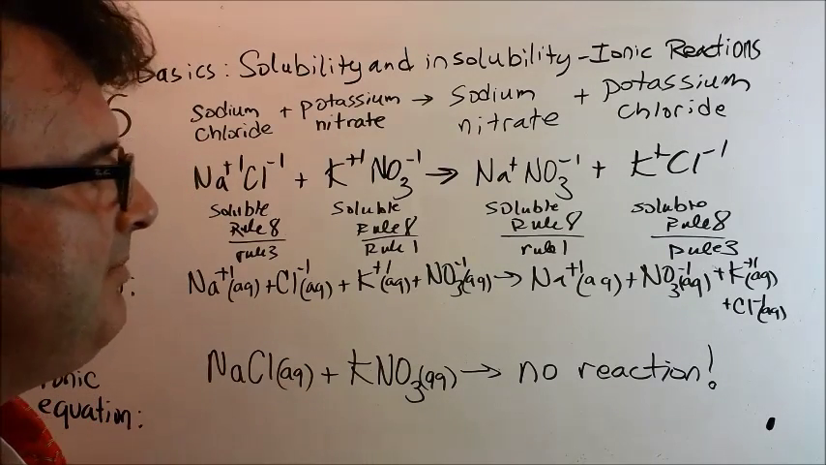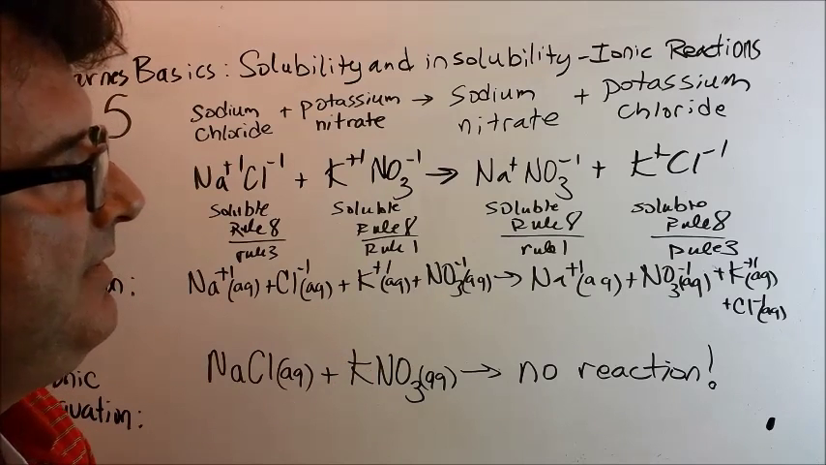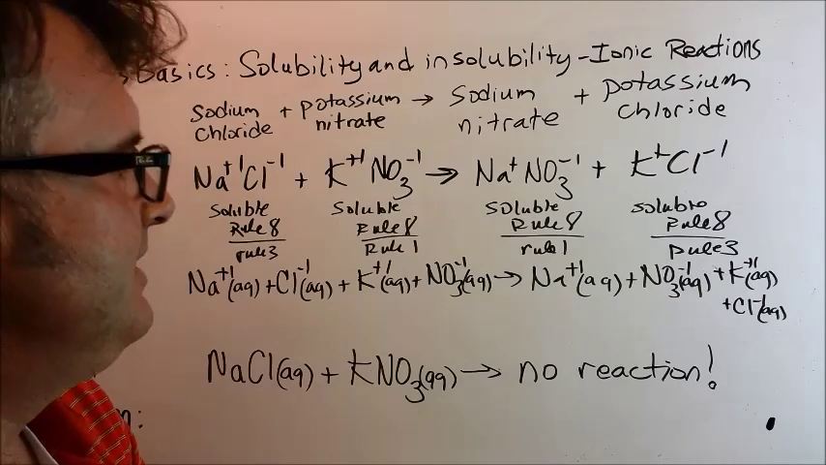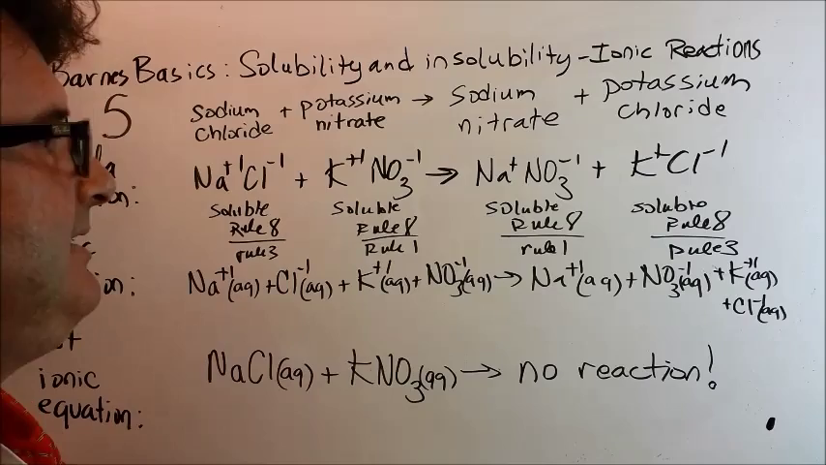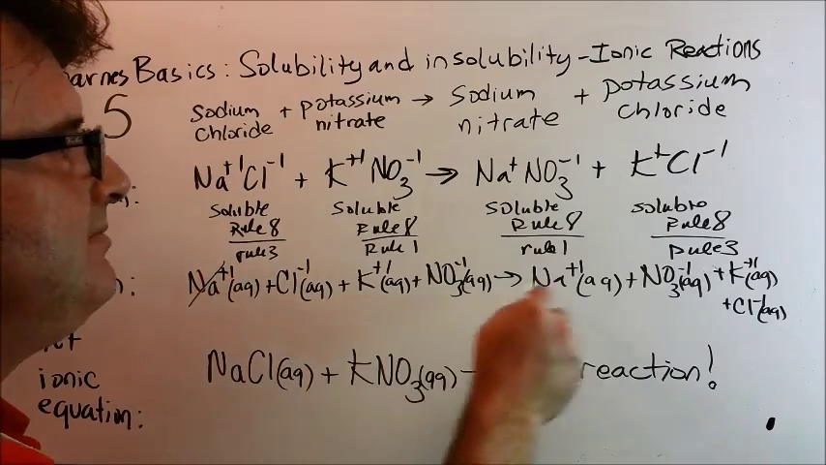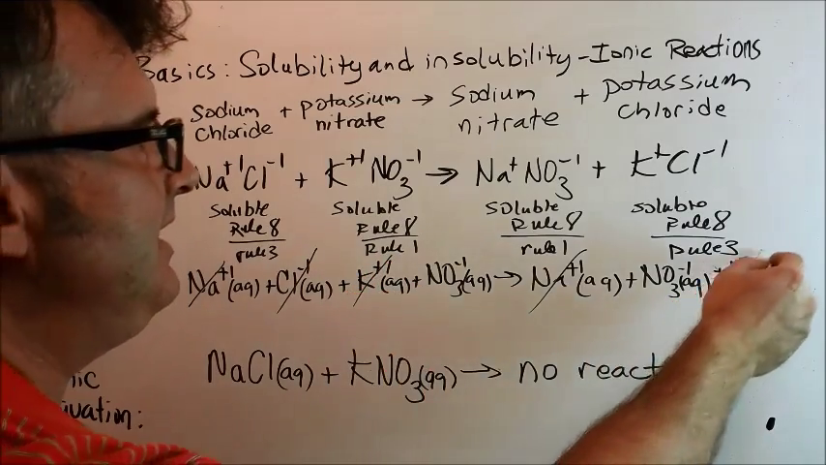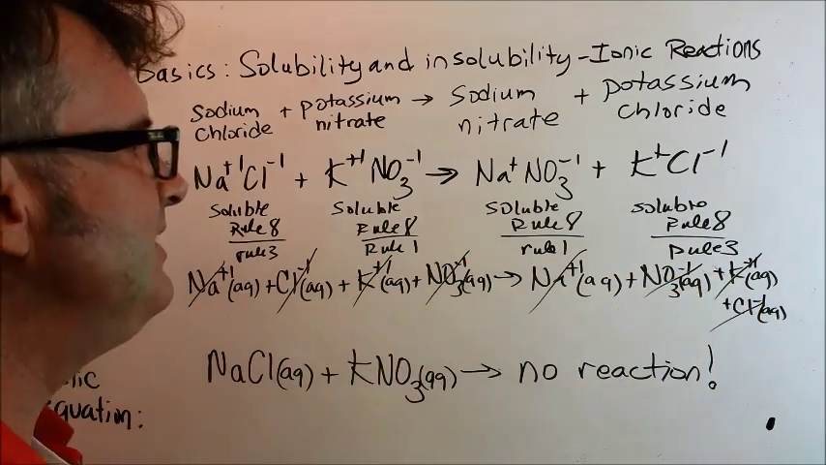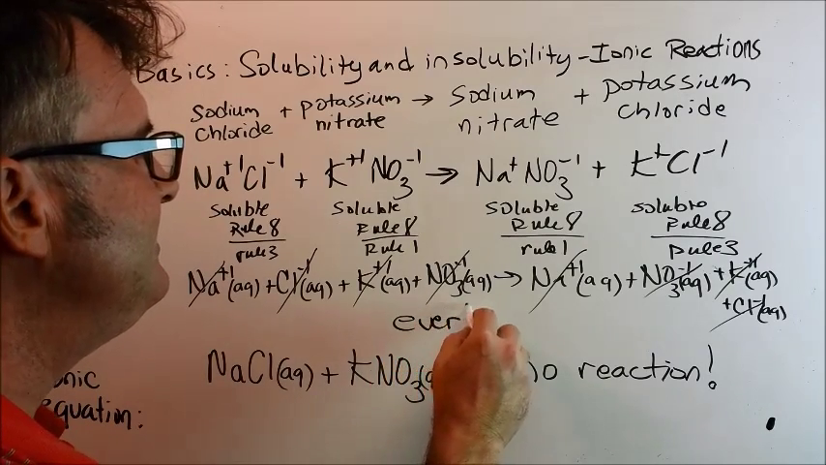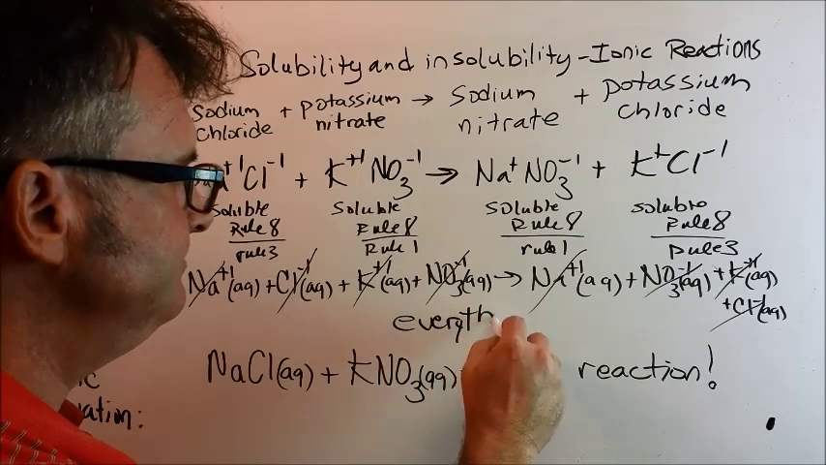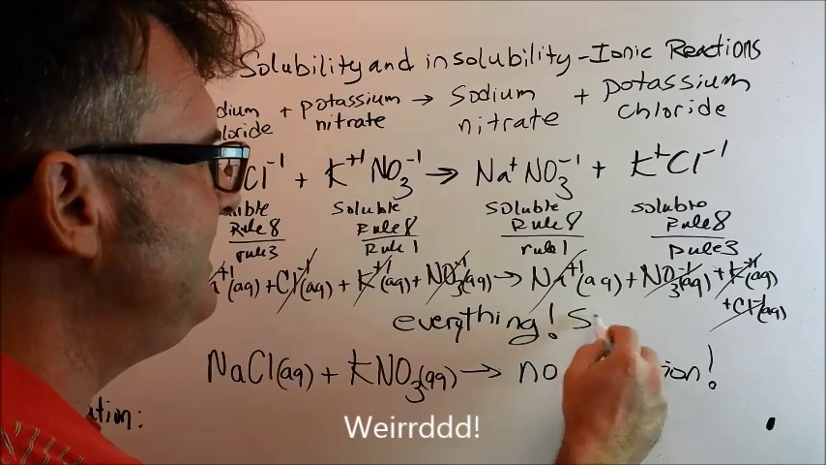Now, remember that in these types of reactions, we cross the spectator ions out. If there's no reaction, then everything's a spectator. So sodium does not react, chlorine doesn't react, potassium doesn't react, nitrate doesn't react. There you go. Everything is a spectator.